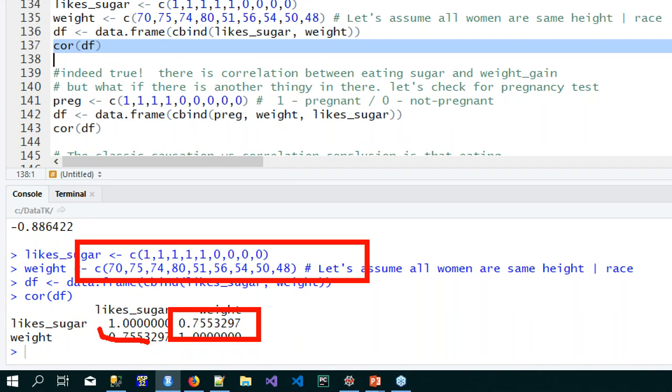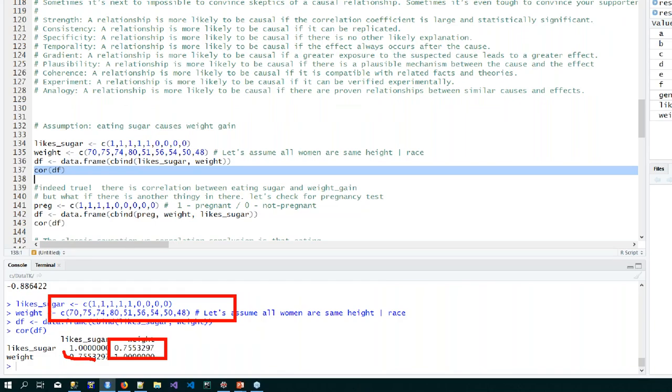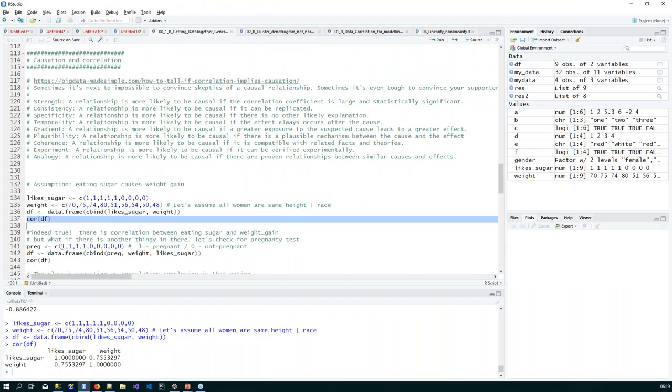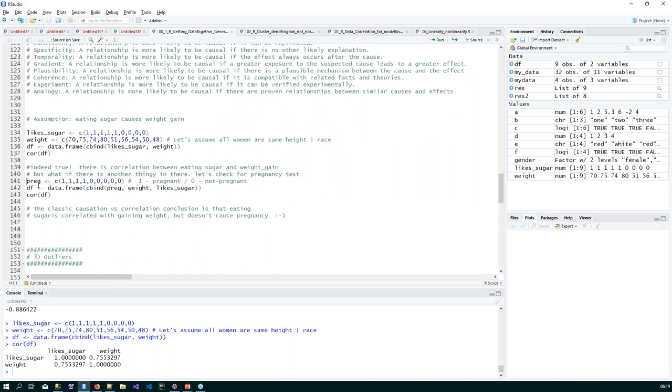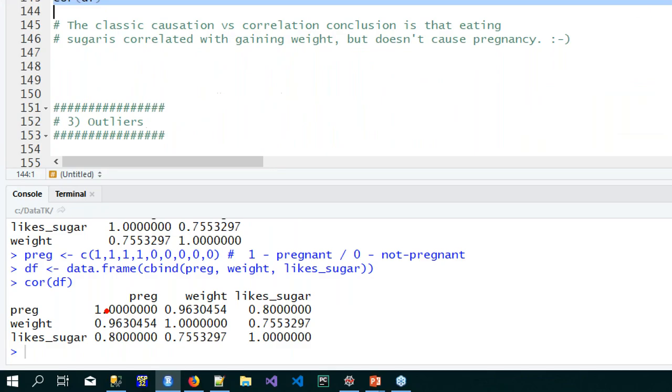But what if we are looking for something third that might influence that? So in this case, I will introduce, let's say, the variable pregnancy. I'll add it to my data frame and create the correlations again. And now I can see that liking sugar still correlates with weight, but this does not really say that it causes it. So liking sugar does not cause higher weight. The problem is that I have a third variable which is actually explaining this, and not causation, which is pregnancy.